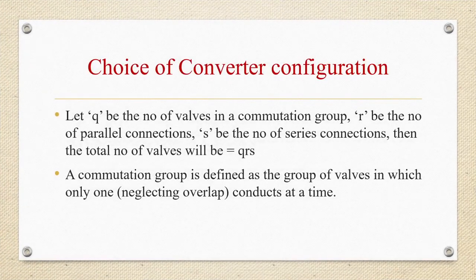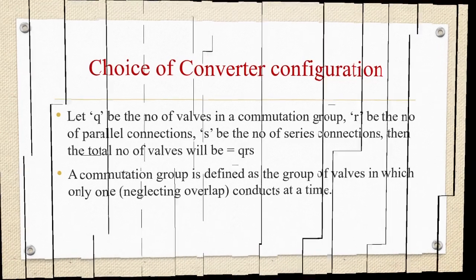Let Q be the number of valves in a commutation group, R be the number of parallel connections, and S be the number of series connections. Then the total number of valves will be QRS. So commutation group is defined as a group of valves in which only one will conduct at a time, if you are neglecting overlap, of course.